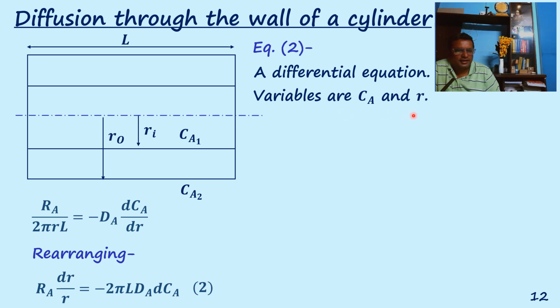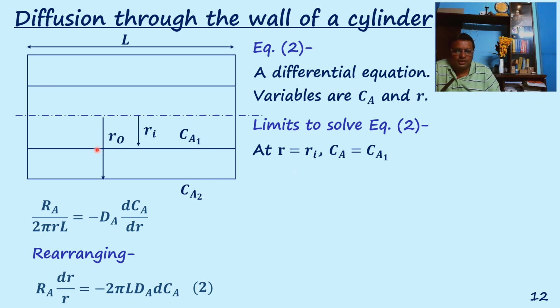Variables are Ca and r, which means Ca is changing with r. And what are the limits to solve equation number 2? Again, those limits will be clear to you from this diagram. When r is Ri, that is at the inner surface, concentration is Ca1, whereas at the outer surface the concentration is Ca2. So at r equal to Ri, Ca is Ca1. At r equal to R0, Ca is Ca2. These are the limits with which we need to solve the equation.